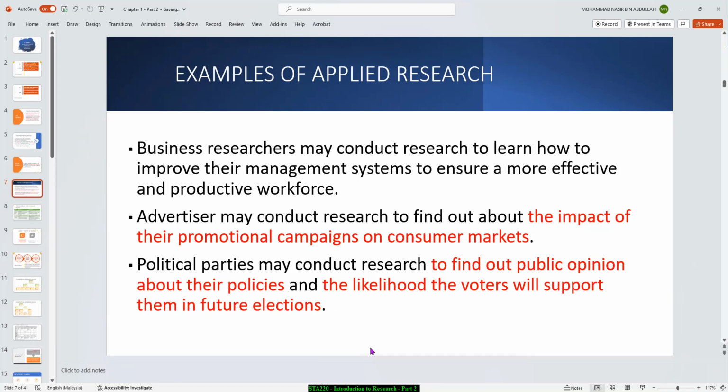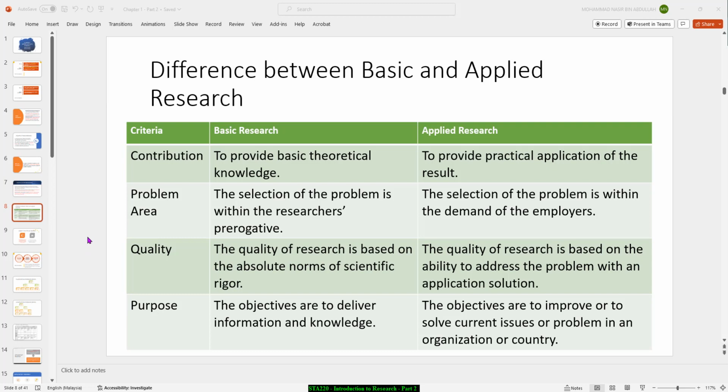This is another example of applied research, right? So you just want to know what the public opinion is so that we can do some intervention to cater to supporters' votes, for example. That is applied. We just want to find a solution, to find a way to do for a solution. That's all. So this is the difference between basic and applied research.